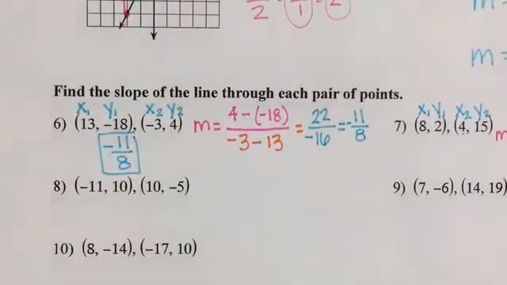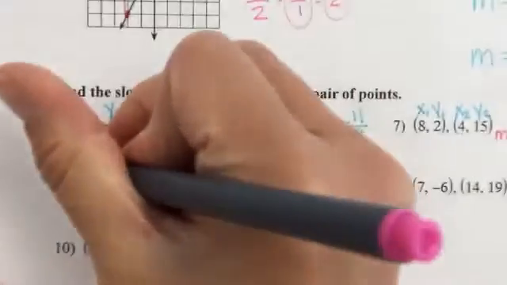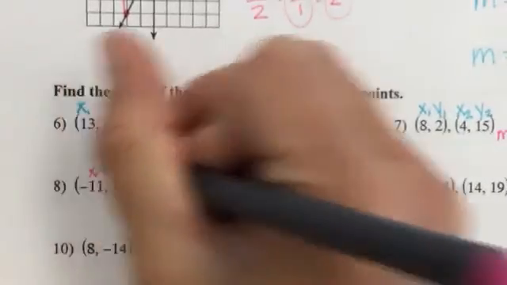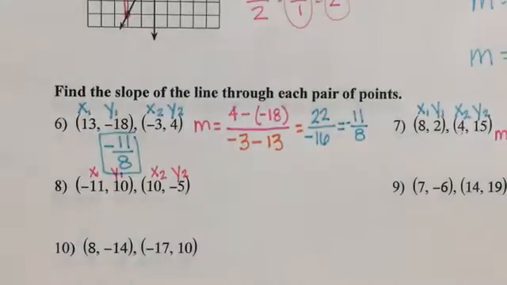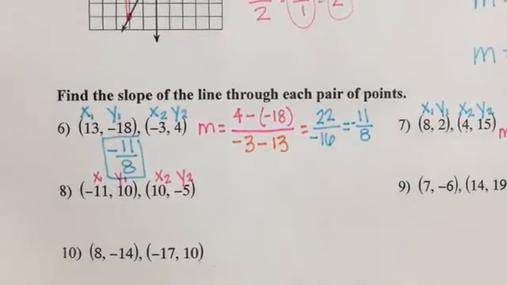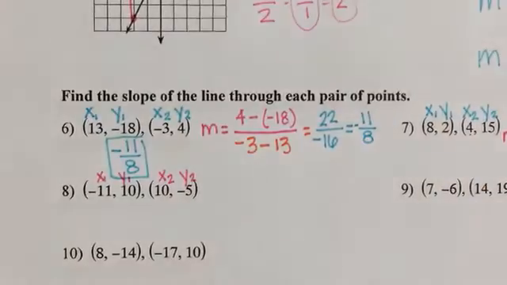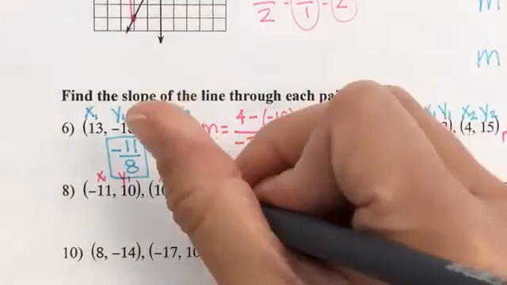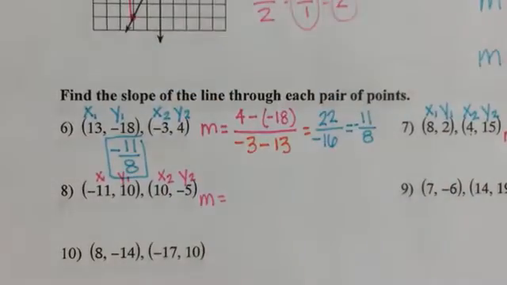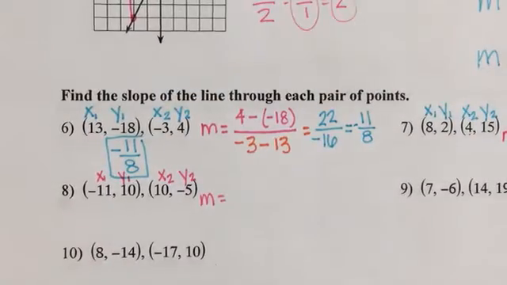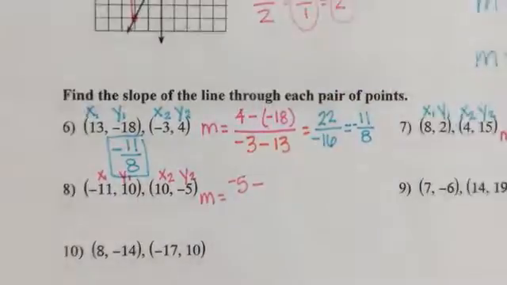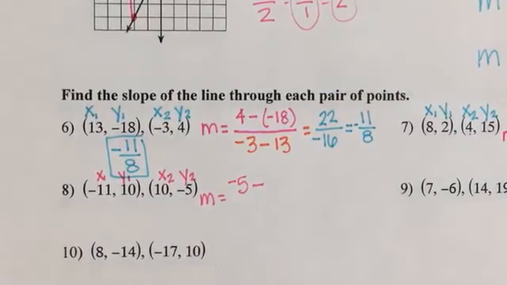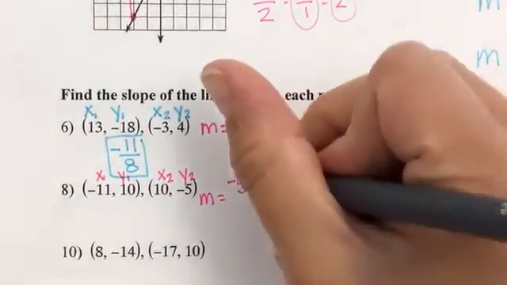Number 8. X1, Y1, X2, Y2. The first ordered pair is an X and Y, but they're my 1s. The second one is an X and a Y, but they're my 2s. Okay, Maddie Reed, what is my Y2? Negative 5. That's right. And Michaela, what's my Y1? 10.